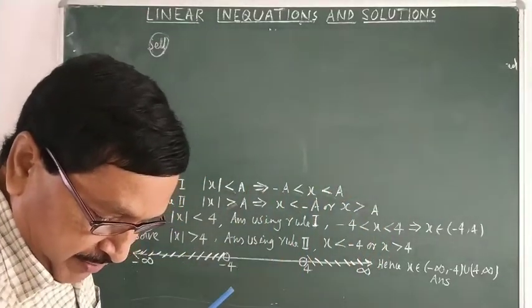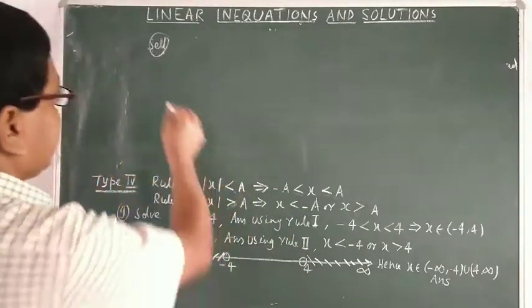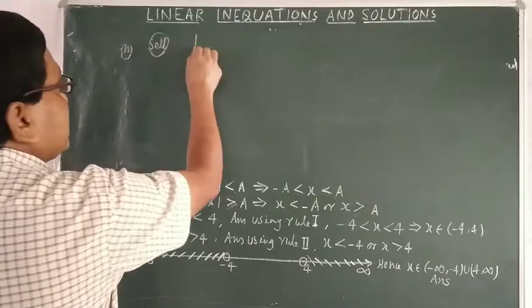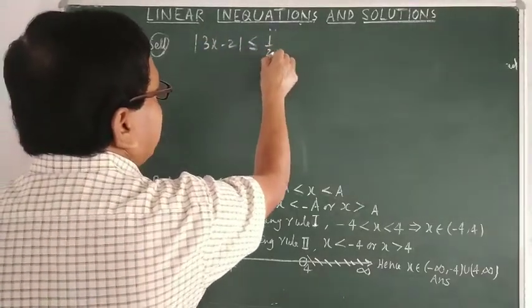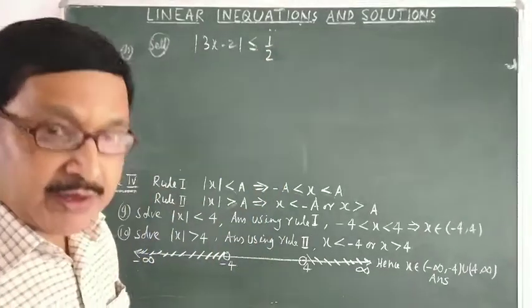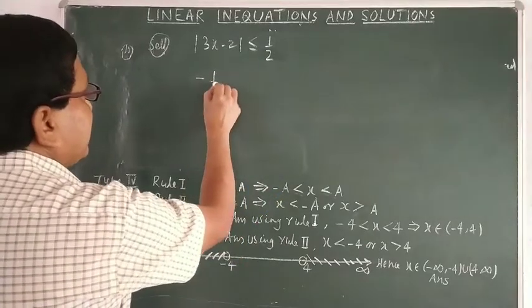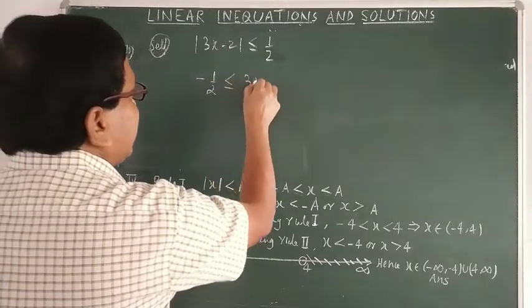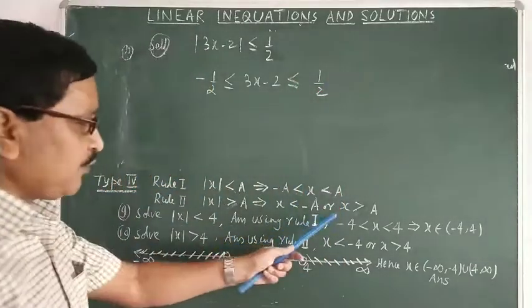This is question number 11 from your book: the absolute value of 3x − 2 is less than or equal to 1/2. Now it has to be answered. Likewise, using the first rule, this is −1/2 ≤ 3x − 2 ≤ 1/2. So this is rule 1.